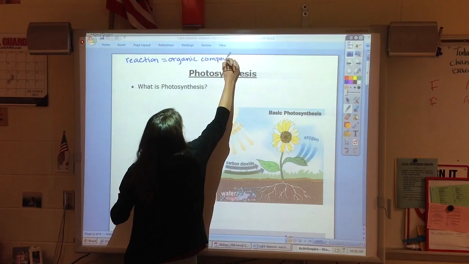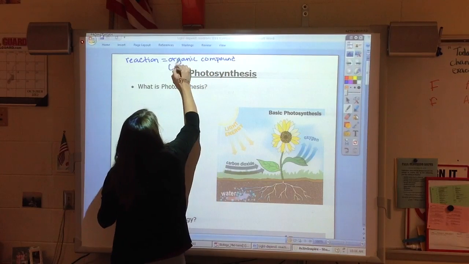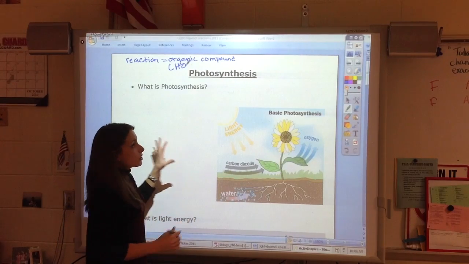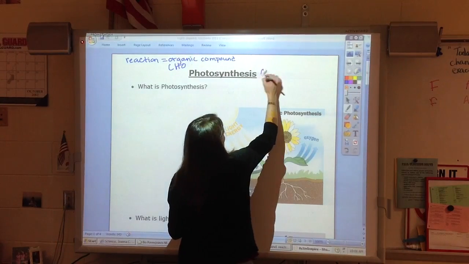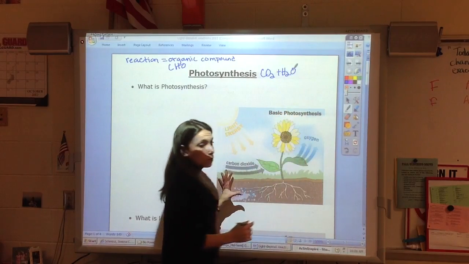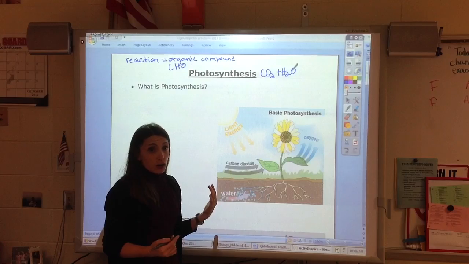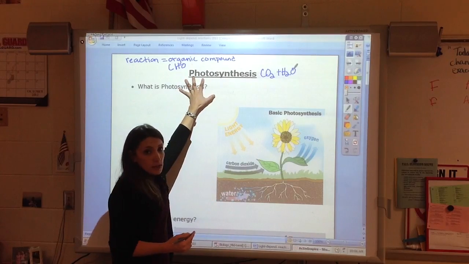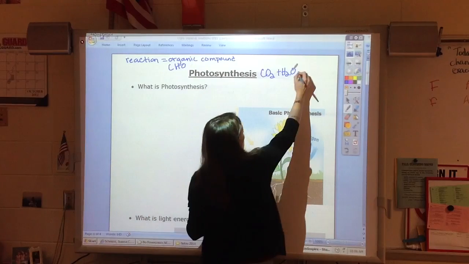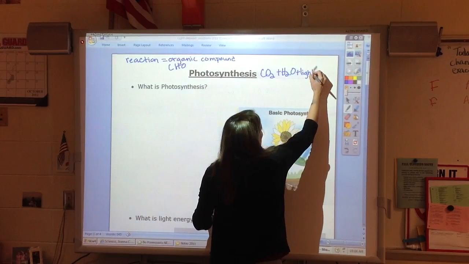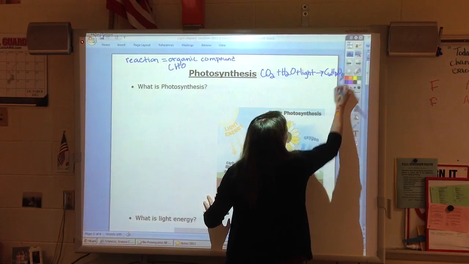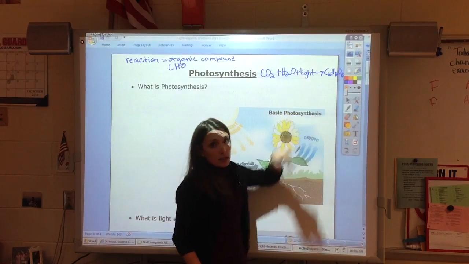Now we know that an organic compound has C, H, and O, and so we have to find some way to take carbon dioxide and water and build an organic compound like a sugar. So the idea of photosynthesis is that plants and producers are able to take light energy and transform it into chemical energy in the form of glucose, C6H12O6.